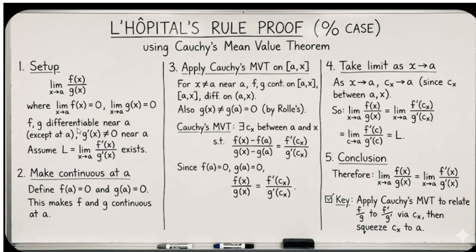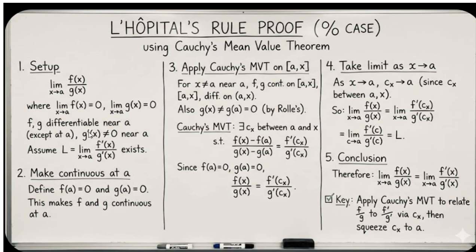The provided condition is that f and g are differentiable near a, though they may not be at a, and g dash of x is not equal to 0, because if it is 0, we cannot get the limit. Then what we need to prove is that the limit of f by g equals the limit of f dash by g dash, and we conclude this if the latter limit exists.